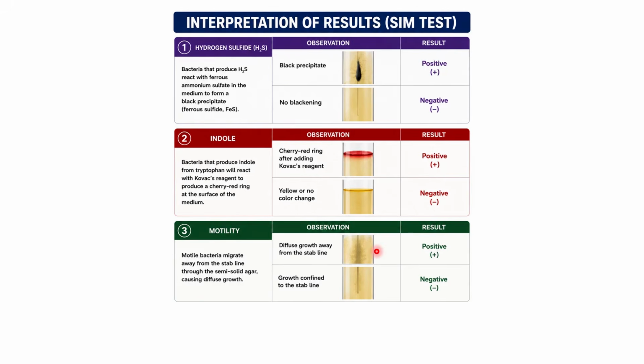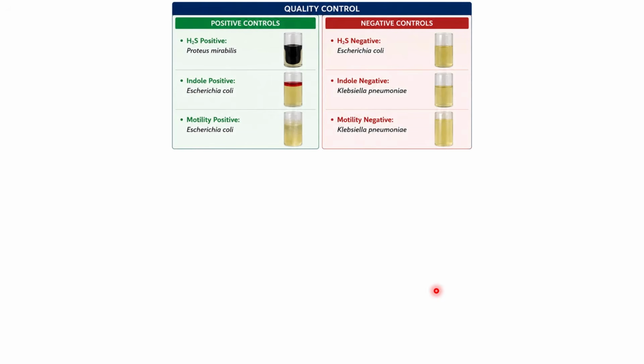For the motility, motile bacteria migrate away, as shown here, from the stab line through the semi-solid agar, causing diffuse growth to indicate a positive result, whereas growth confined to the stab line indicates non-motile bacteria or a negative result.